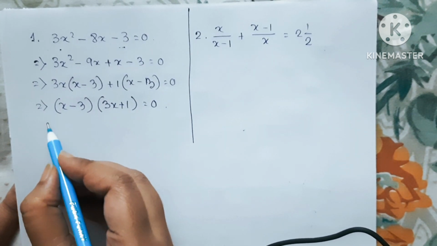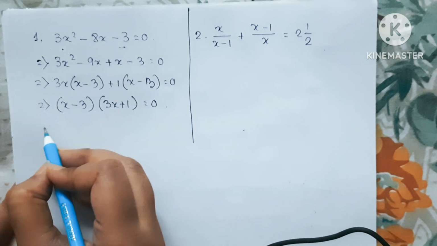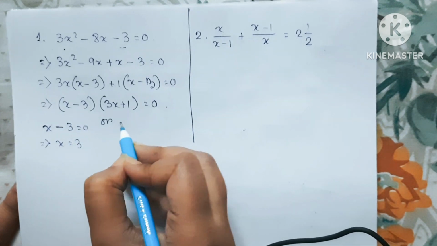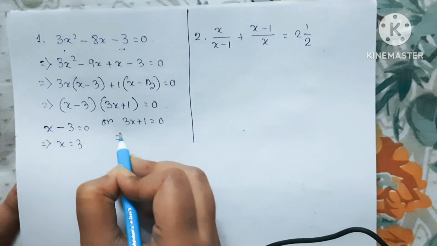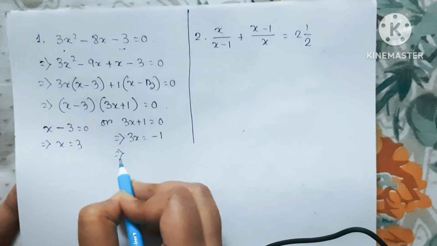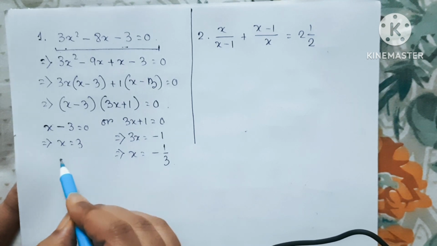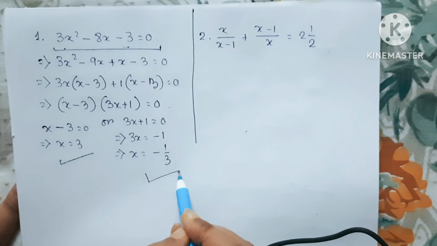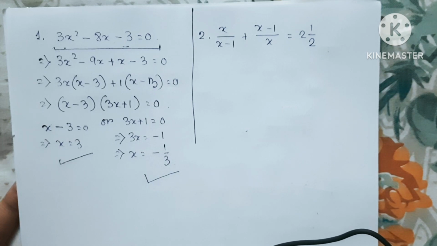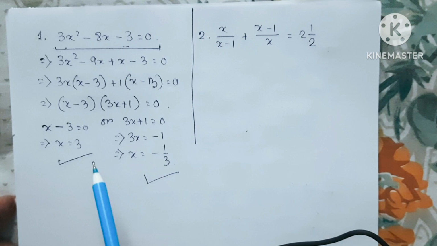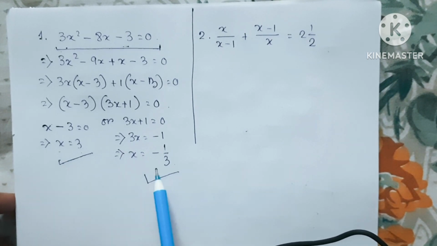Okay, so from here if you apply that zero product rule, x minus 3 equal to 0 gives you x equal to 3, or 3x plus 1 equal to 0 gives you 3x equal to minus 1 and x equal to minus 1 by 3. So this equation has two solutions, one is x equal to 3 and another one is x equal to minus 1 by 3. Understood? As I have told, a quadratic equation has two values, that means you will get two roots in the case of every equation. See, two roots are there, x equal to 3 and x equal to minus 1 by 3.